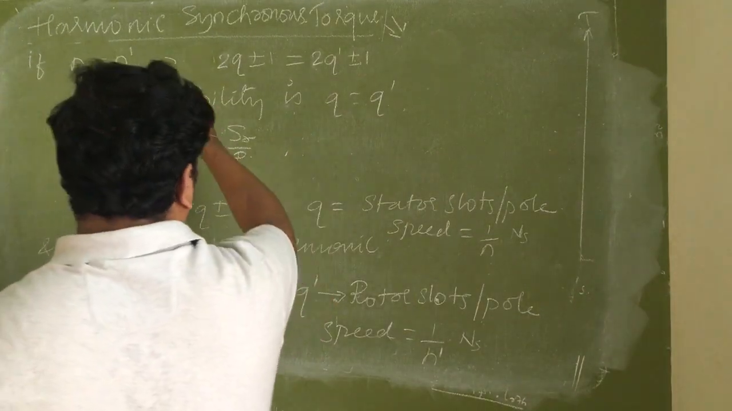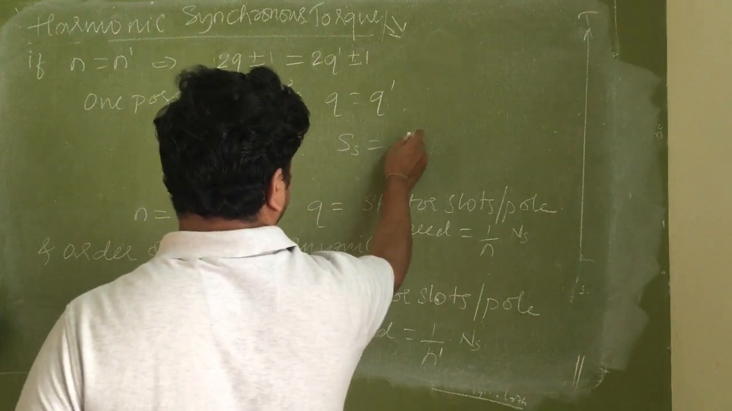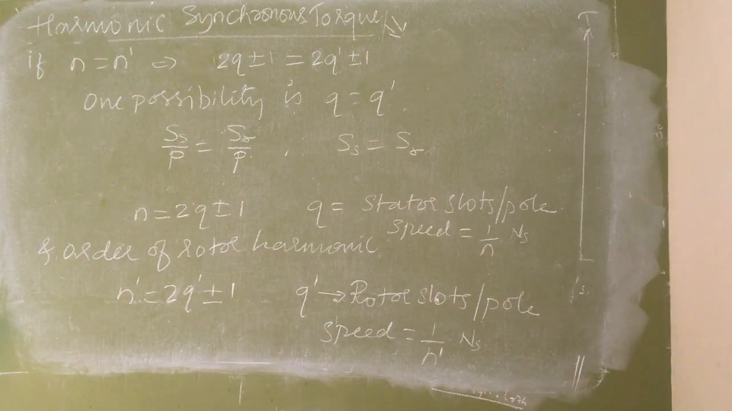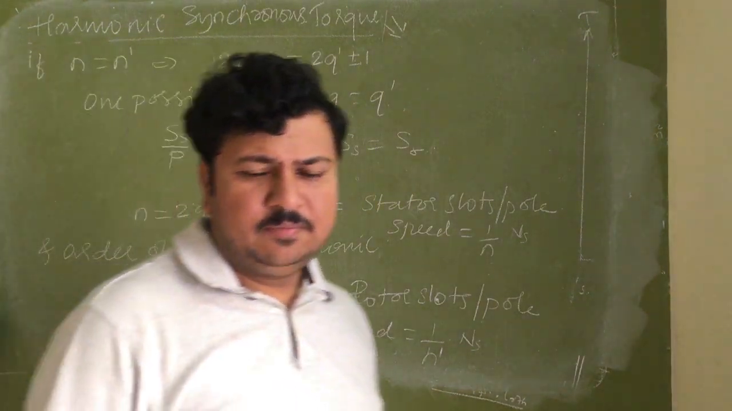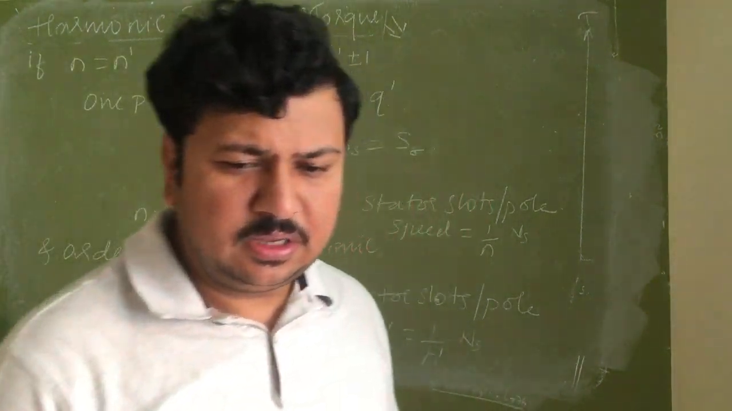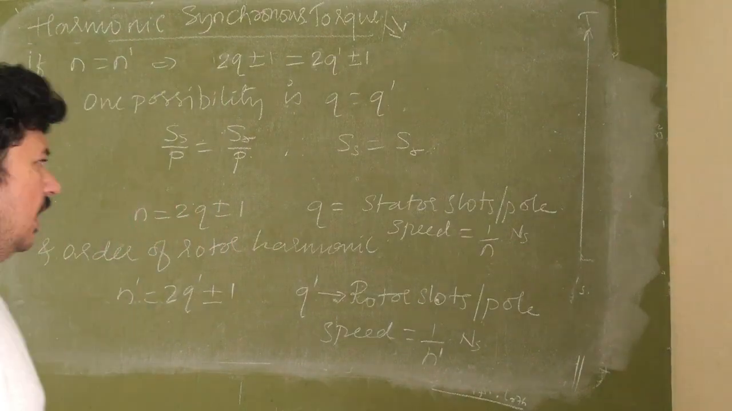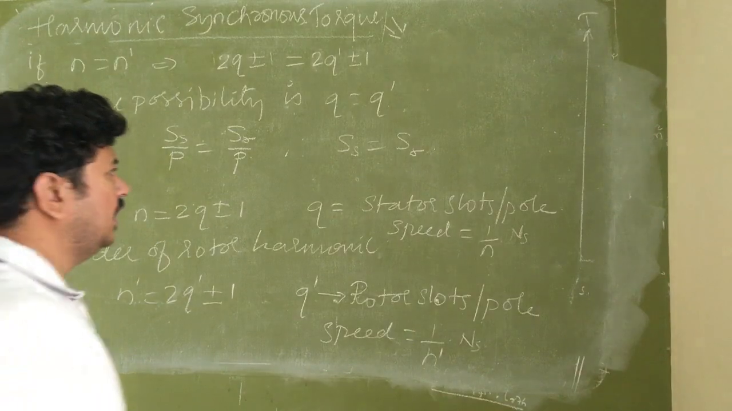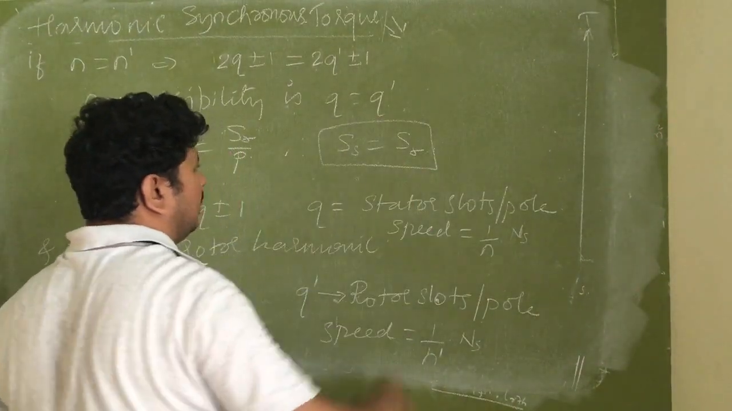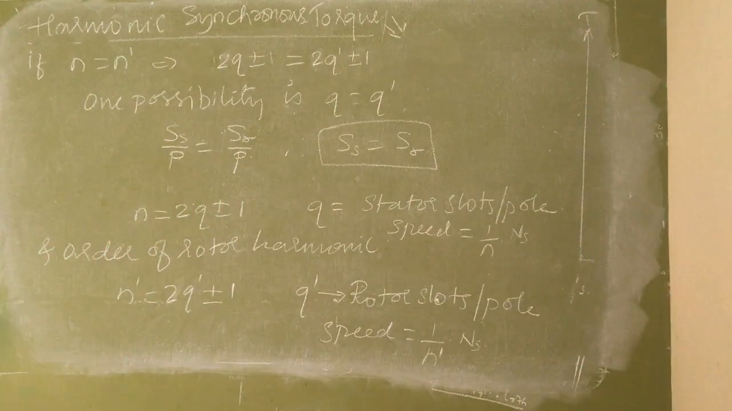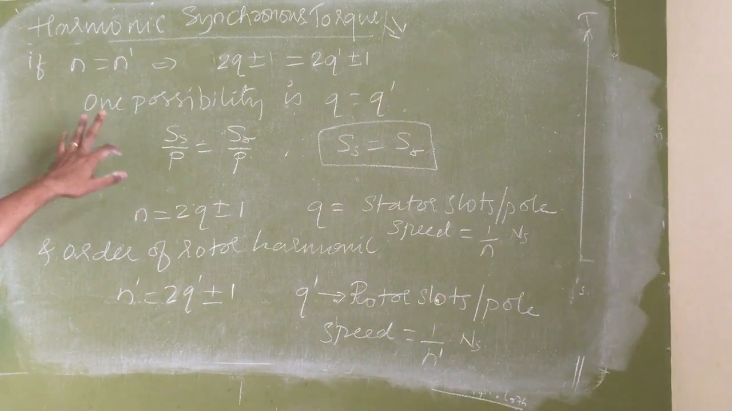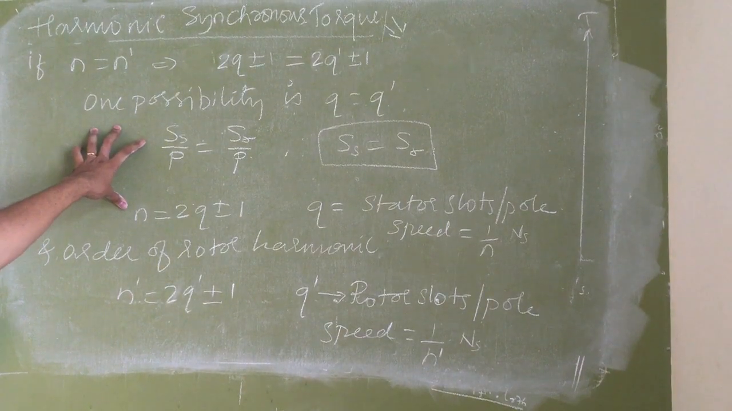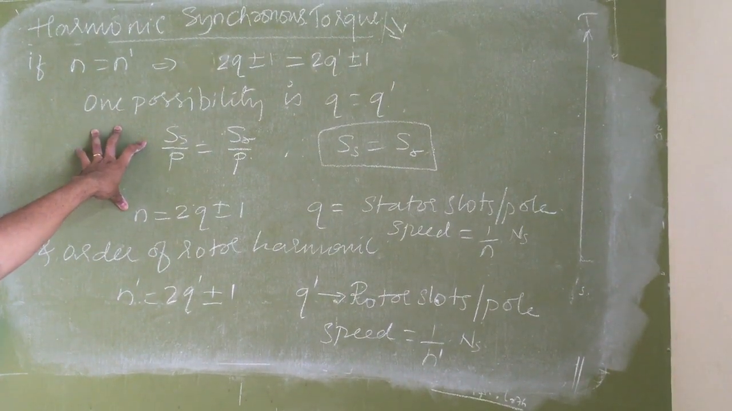Therefore, one possibility is that SS is equal to SR. One reason due to which the order of harmonics will be equal is that if the rotor number of slots selected is equal to the stator number of slots, then this will give rise to harmonics such that the stator and rotor harmonics will be of the same order. If the speeds coincide, crawling will happen because of synchronous torques.